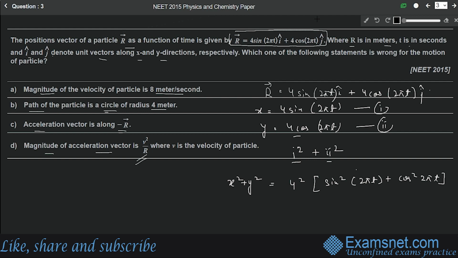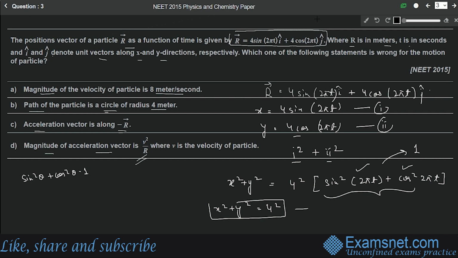Why did we do so? Because now we have it in the form of sine square theta plus cos square theta, and we know that sine square theta plus cos square theta is equal to 1. So this term becomes 1, and x square plus y square is equal to 4 square. We know this is the equation of a circle, and it implies that the circle has radius 4.